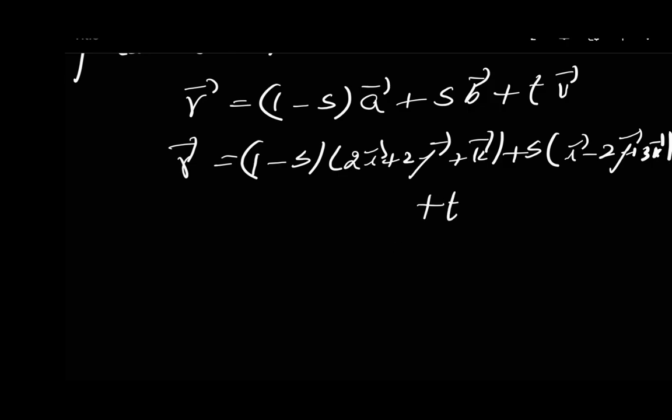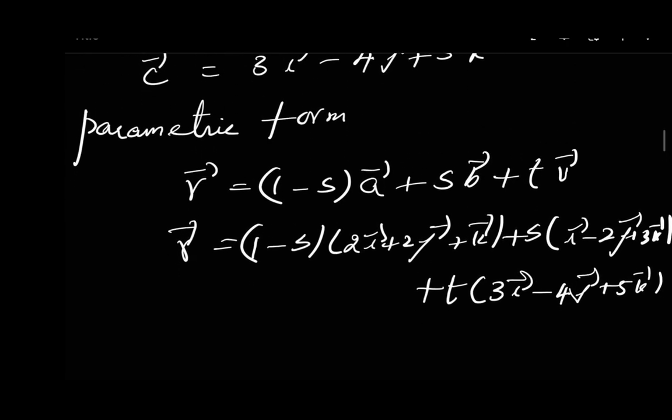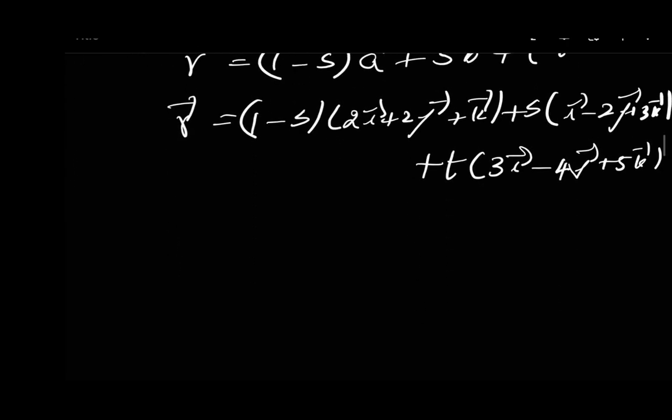Then plus t into 3i minus 4j plus 5k. So this is the parametric representation of the vector equation of a plane. Next is Cartesian form, or Cartesian equation also we say.